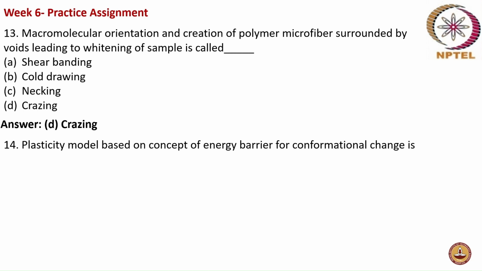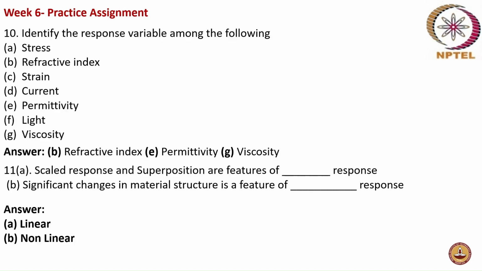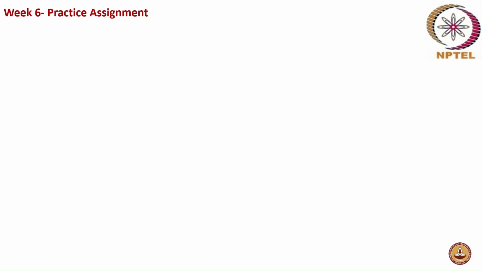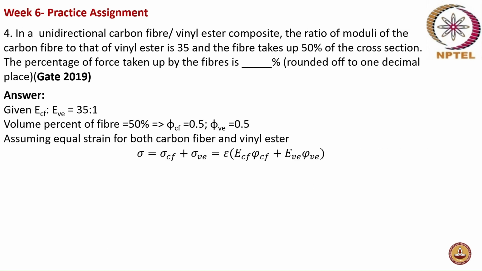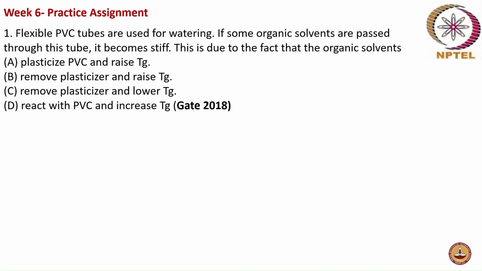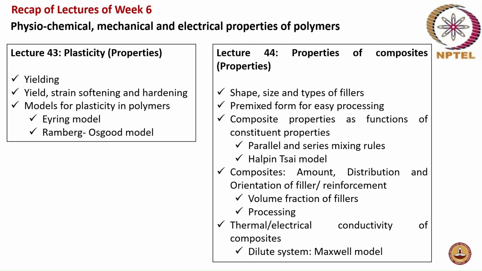plasticity model based on the concept of energy barrier for conformational changes. Which model? There were two models discussed for plasticity, right? One was the Eyring model, and the second one I don't remember. So these are the two models: Eyring model and Ramberg-Osgood model.